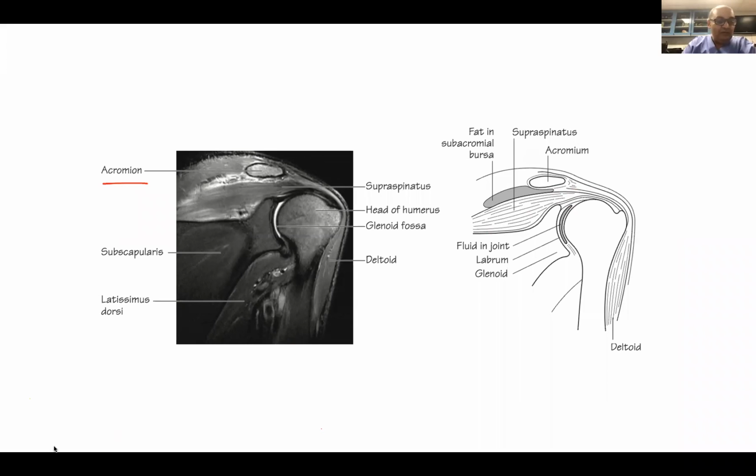Are we good? Okay, now guys, let's spend good time on this concept. Can any nerve and artery damage happen in the painful arc? No, usually not. But impingement of the axillary nerve is also denoted in painful arc syndrome.